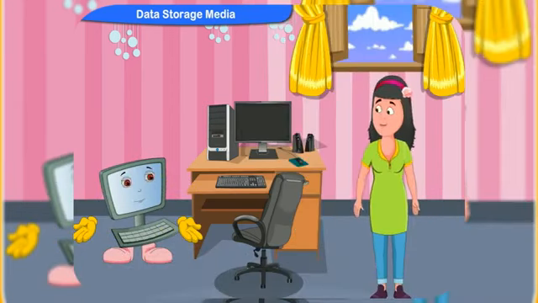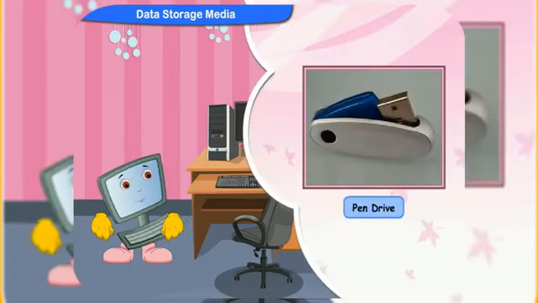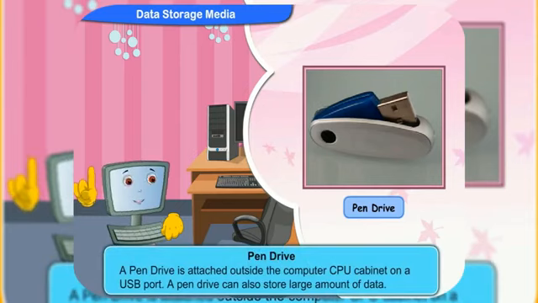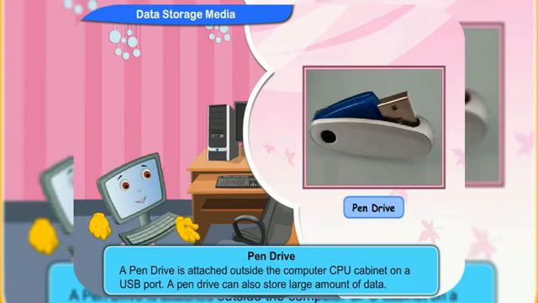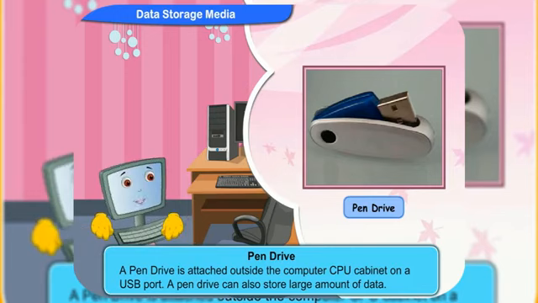What about the pen drive? The pen drive is a pen-like device. It is attached outside the computer's CPU cabinet on a USB port. A pen drive can also store a large amount of data. A pen drive is the most convenient device to carry data from one place to another, as we can put it in our pocket.